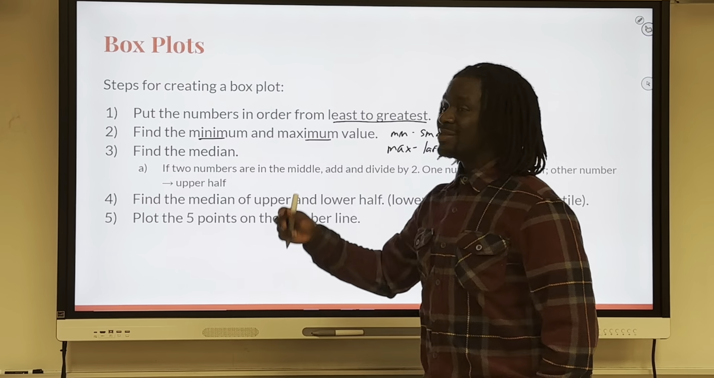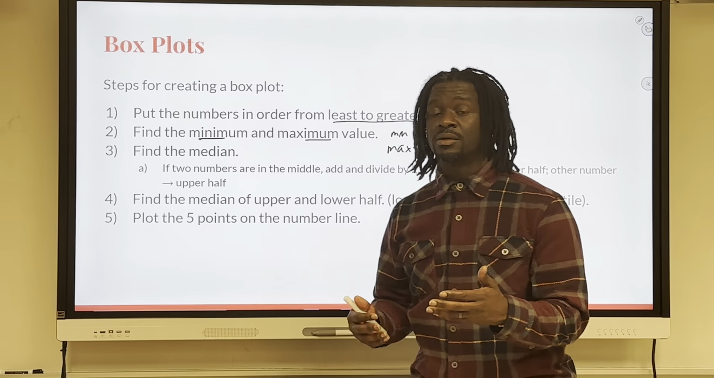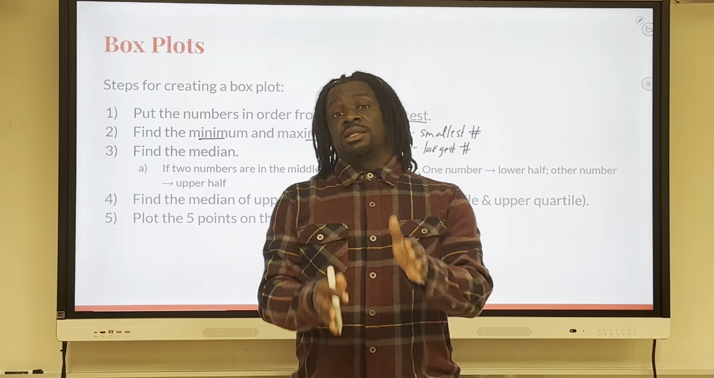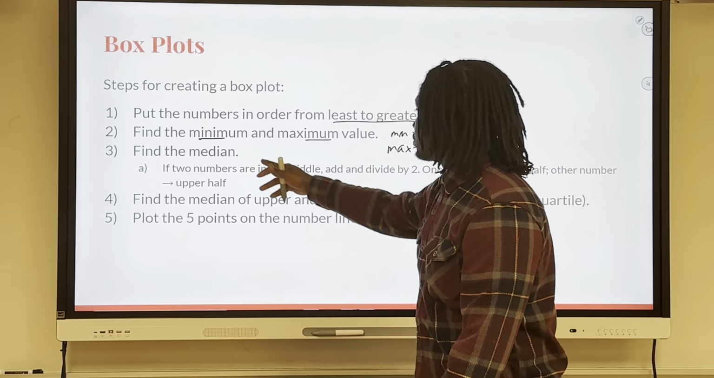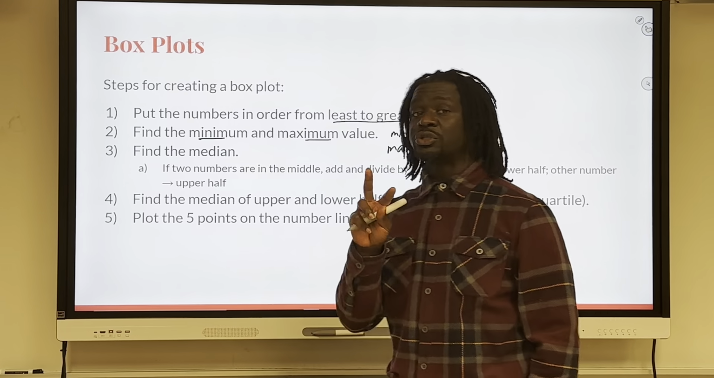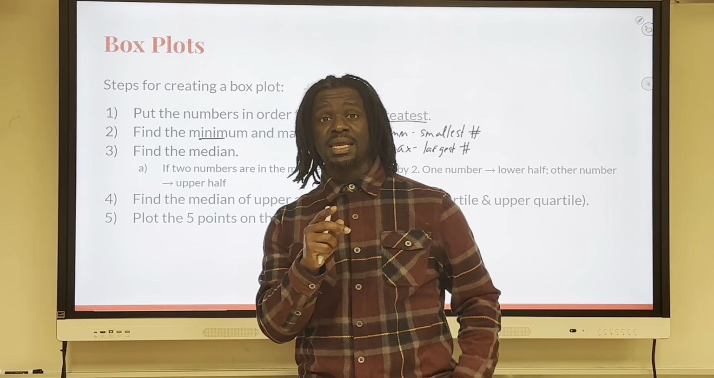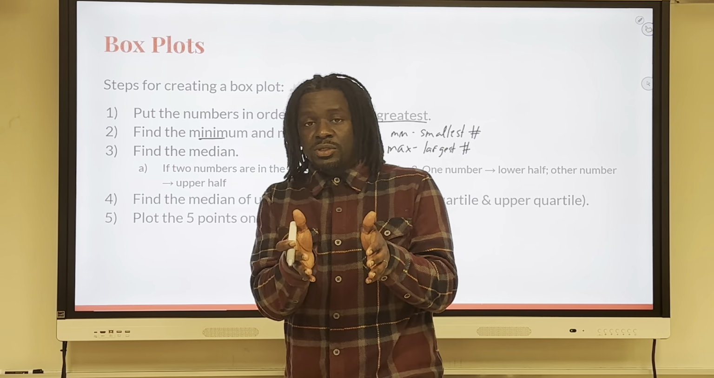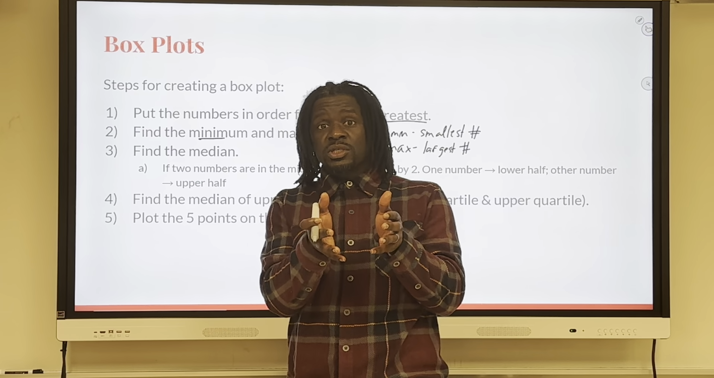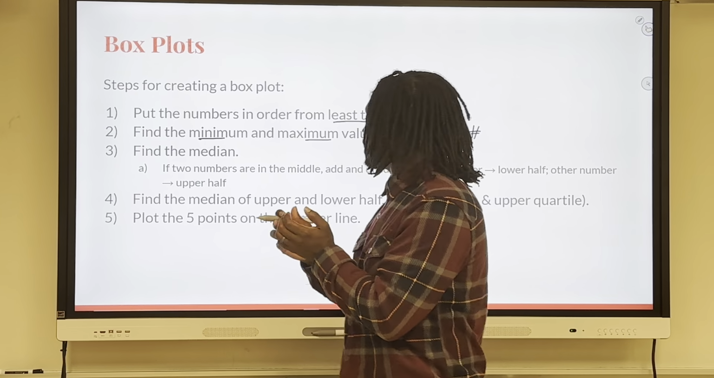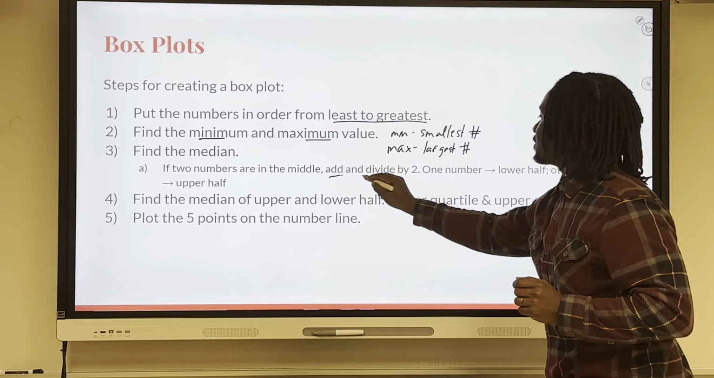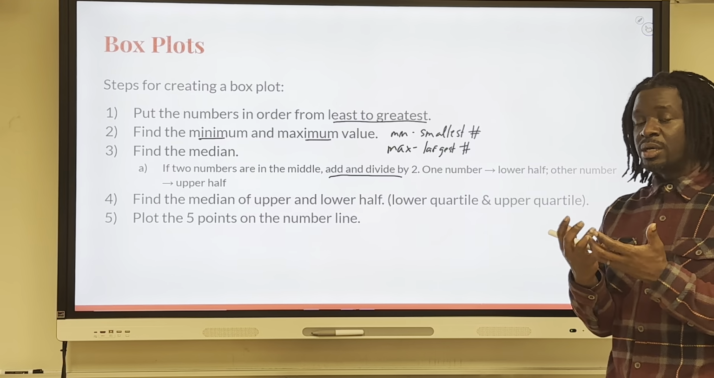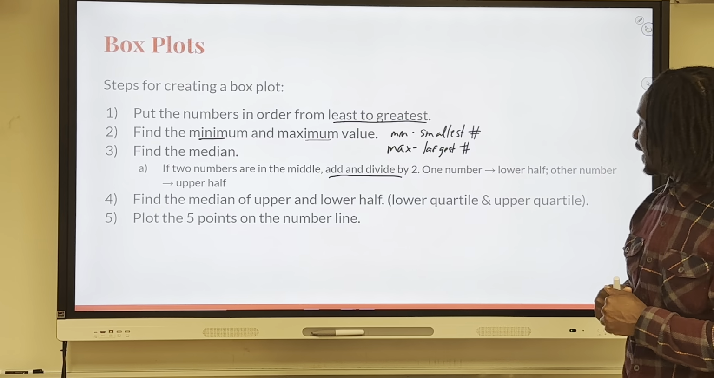We know that. Then we're gonna find the median, right? So I got my numbers in order, find the lowest and the highest, then find the median, the number in the middle, okay? Now, if there are two numbers in the middle, when you put them in order, find the number in the middle. If there's two numbers, then you have to add those two numbers and divide by 2, okay? So if there's two numbers, you need to add them up, then divide by 2, okay?